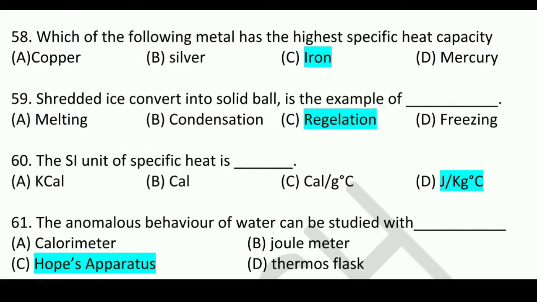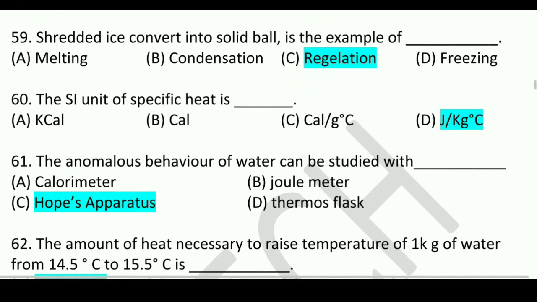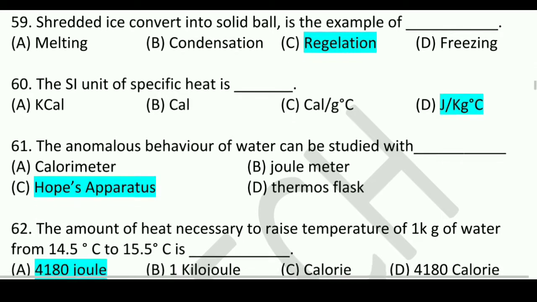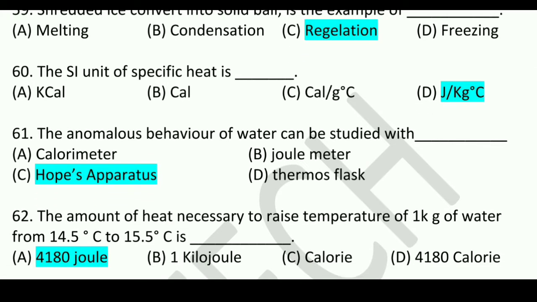Which of the following metals has the highest specific heat capacity? Absolutely right. Iron. Iron has the highest specific heat capacity. Shredded ice converting into a solid ball is an example of dash. Regulation. The SI unit of specific heat is joules per kg degrees Celsius. This is the SI unit of specific heat.